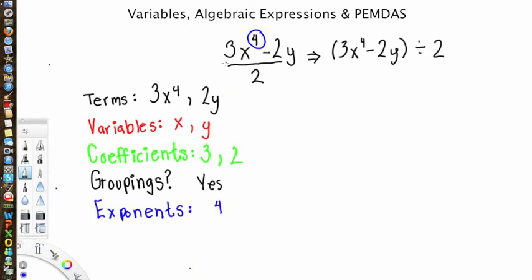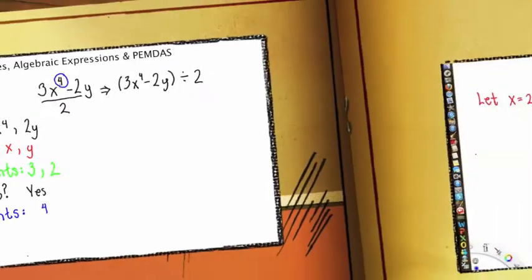Do we have groupings? Yes, it's kind of tricky. You don't catch it at first, but since we're dividing this entire numerator here by 2, it's implied that 3x to the 4th power minus 2y, that's all inside these parentheses here. And then we do have one exponent. Our variable x is being raised to the 4th power.